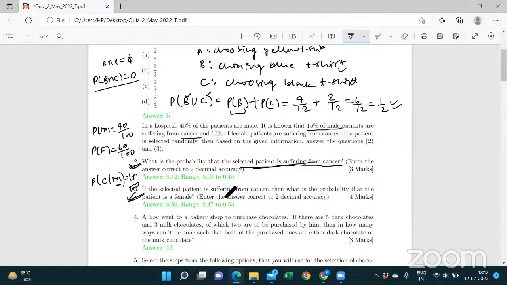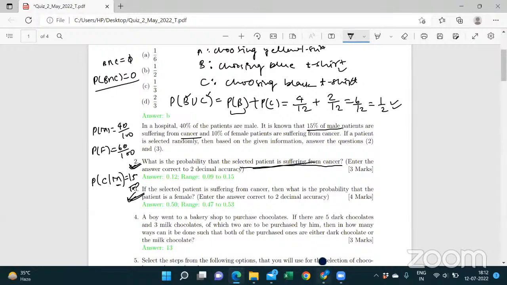What was your approach? Bayes' theorem, right? So you were able to find when you have to use the law of total probability and when you have to use Bayes' theorem. Yes.